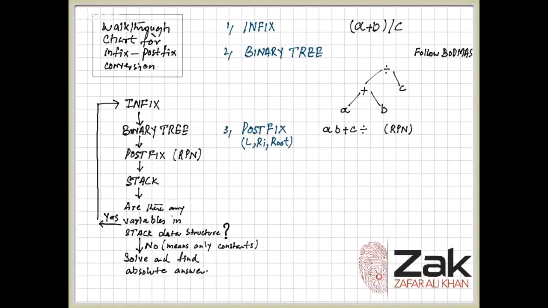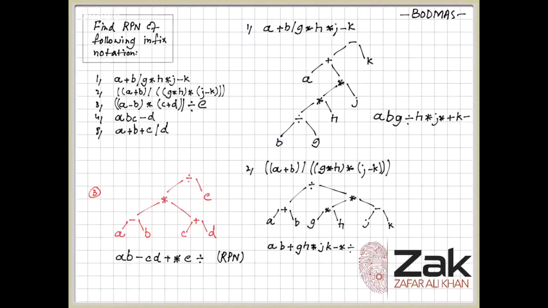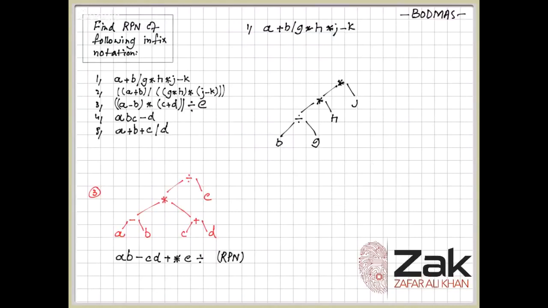We tried this walkthrough chart. These are those equations which I just showed. All right. So first of all, there are no brackets, so we go by BODMAS. Then division. Where is division? B divided by G. So we will first divide B divided by G. Do you see any other division?